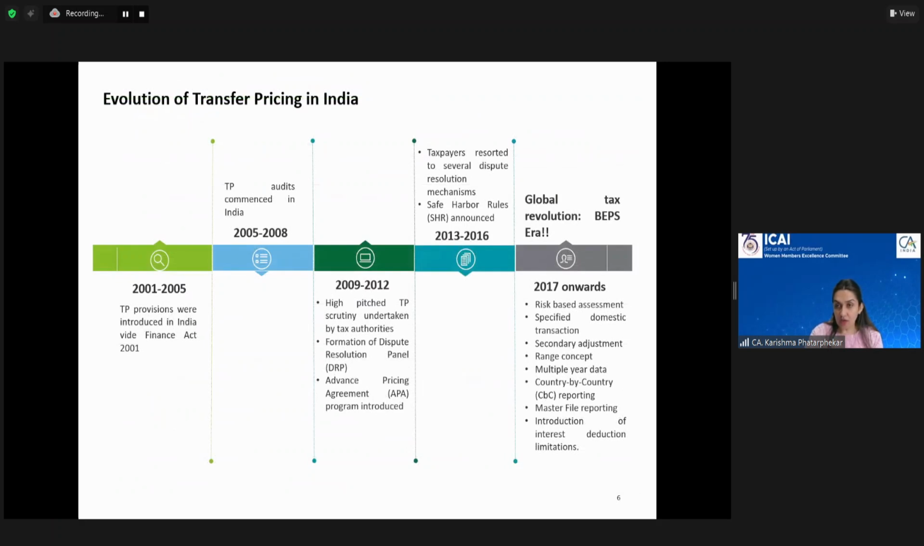So if you look at how the law has evolved, right, since 2001. From 2001 to 2005, the first 5 years was more about introducing the act, the law, and trying to implement it. The first few years of TP assessment then started kicking in from 2005 to 2008, where the transfer pricing officer started to get a bit aggressive, making adjustments, and there were a lot of litigations, etc.